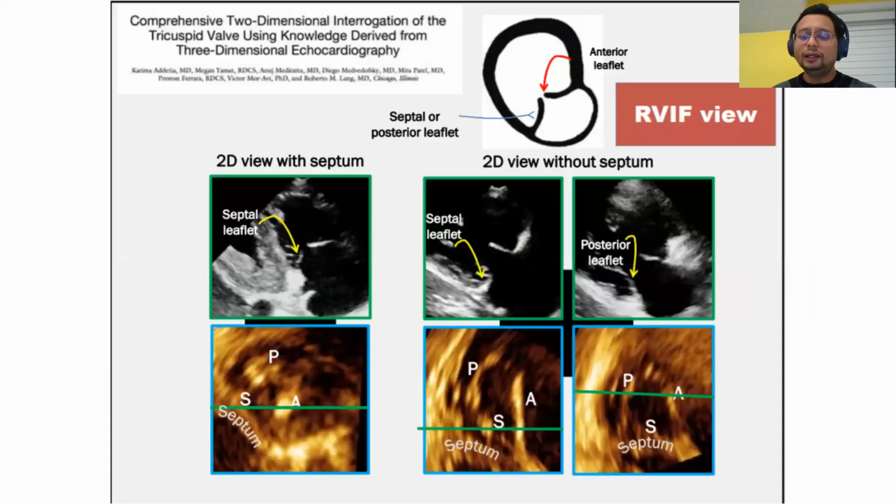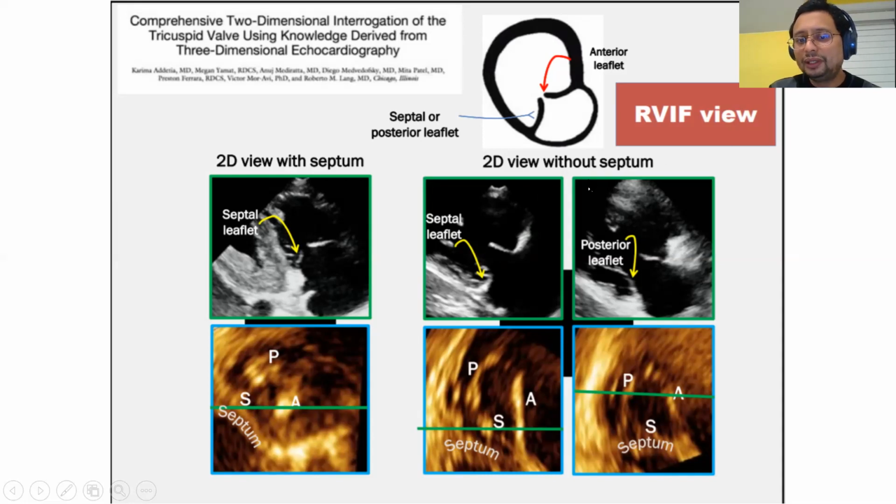What about if you look at the RV inflow view? So what happens in the RV inflow view? If you see this RV inflow and you just see the inflow view, and you see the interventricular septum here, that's the left ventricle, then this is actually the septal leaflet. So whenever you see the left ventricle here, that is the septal leaflet there. Now that's the eustachian valve, that's the septal leaflet.